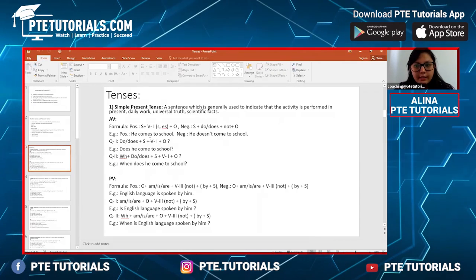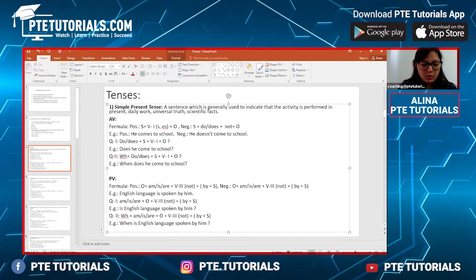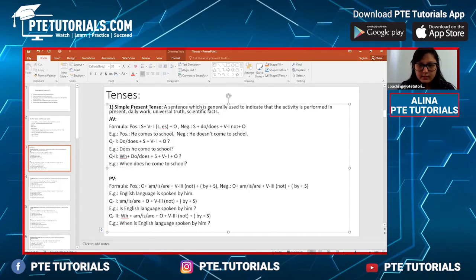But if there is any negative sentence, it would be: he doesn't come to school. So we are adding do/does. Over here there is one mistake: verb 1 will come here as well. Fine. Then it will be: he doesn't come to school. So this is my negative sentence. Okay, perfect.